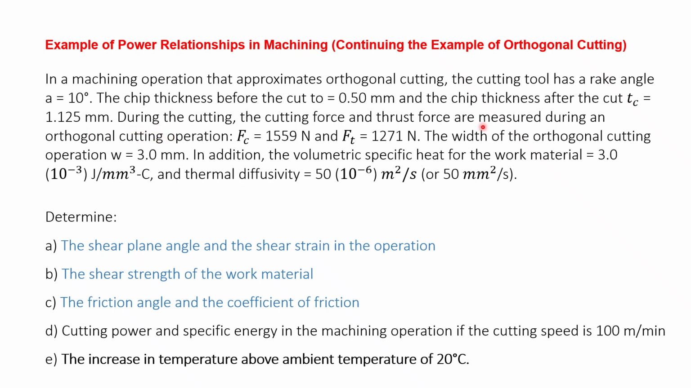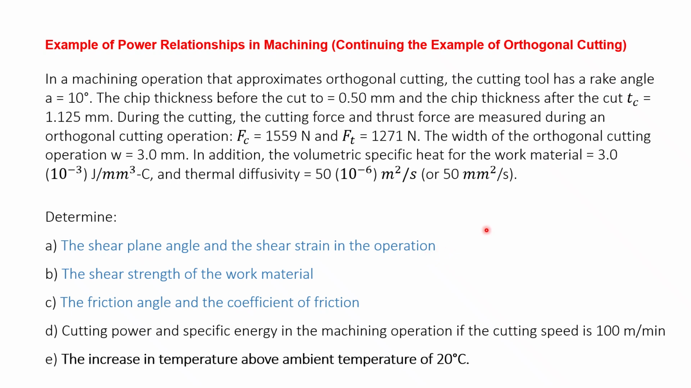During the cutting, the cutting force was found to be 1,559 Newton, and the thrust force was 1,271 Newton. The width of the orthogonal cutting operation was 3 millimeters. In addition, the volumetric specific heat for the work material was 3 multiplied by 10 to the power minus 3 joule per cubic millimeter degree, and the thermal diffusivity was given as 50 multiplied by 10 to the power minus 6 meters squared per second, or 50 millimeters squared per second.